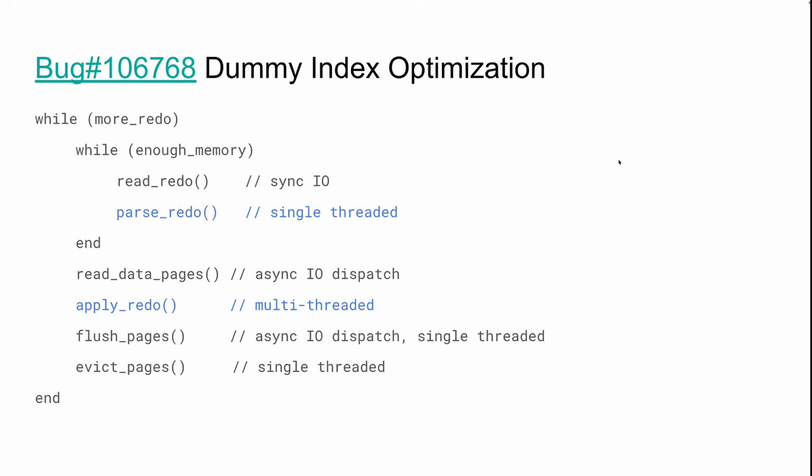Now to the first thing. So the bug number at the link is there. If you look at this whole process, you can see that reading the redo, reading the data pages, flushing the pages, it's at page level or that kind of granularity. There are only 2 steps that are at a redo log level granularity, which I have highlighted in blue. So obviously, when you're parsing redo logs, you have to do it record by record. Similarly, when you're applying, you have to do it record by record.